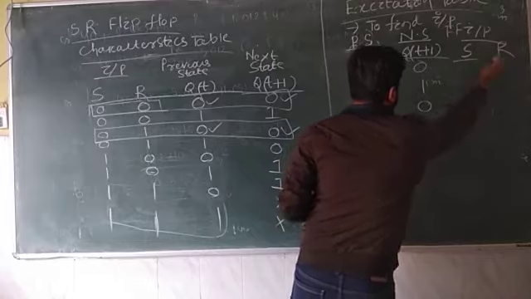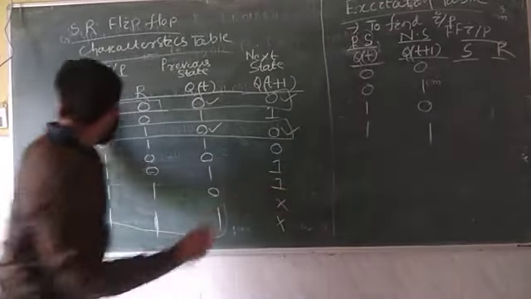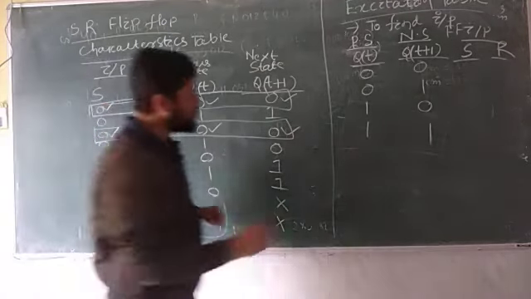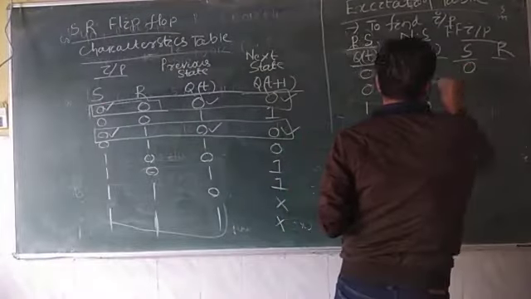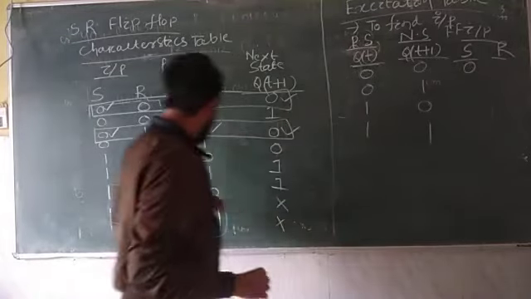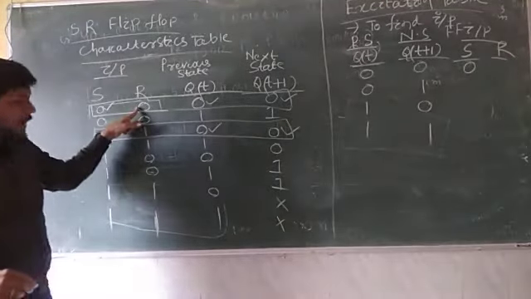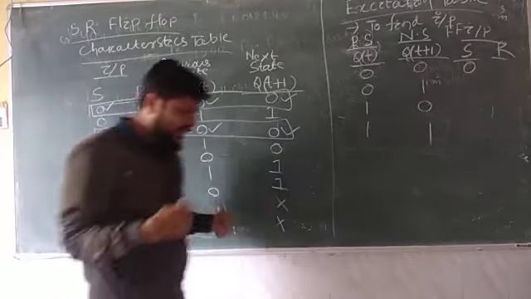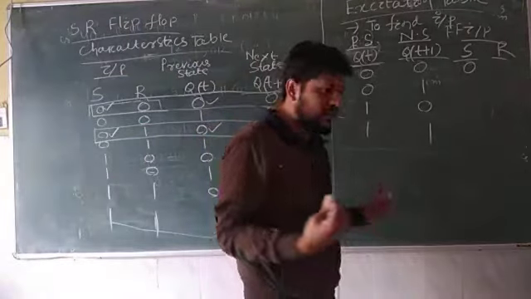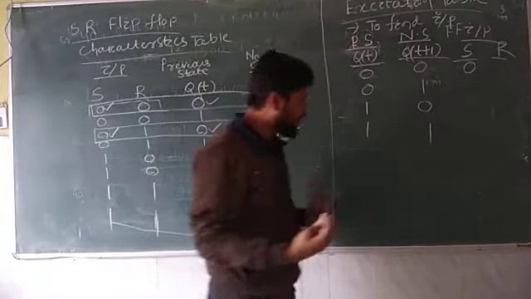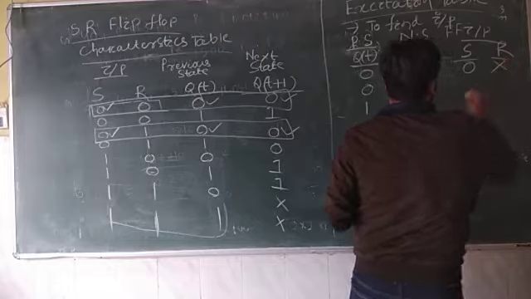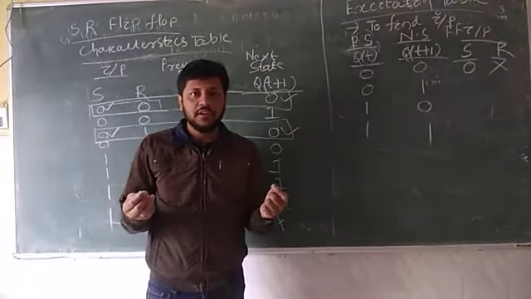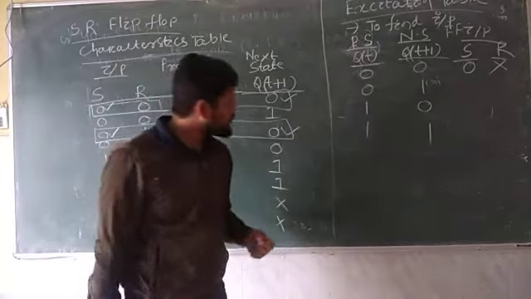S and R. Always we can see here S is 0, this is 0 and this is 0, so you take S as 0. But R is 0 for the first case, while in the second case R changes to 1. That's why R is either 0 or 1, and in digital electronics either 0 or 1 is represented as don't care. That is your cross. This cross symbolizes it is either 0 or 1.